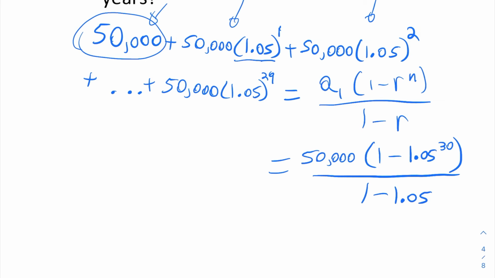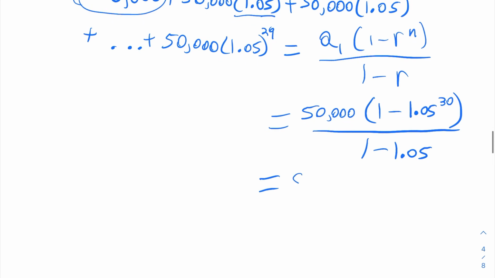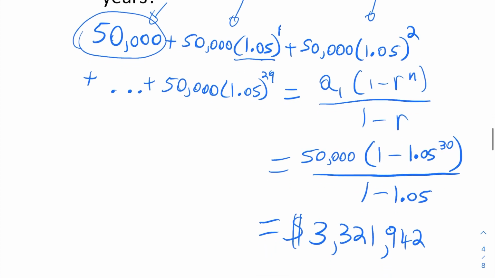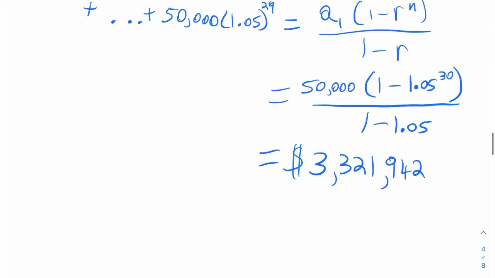Rounding this to the nearest dollar amount, I get that the amount of money is $3,321,942 over a 30-year career. So $50,000 a year, 5% raises for 30 years. In the life of that job, you'll make a bit more than $3 million.